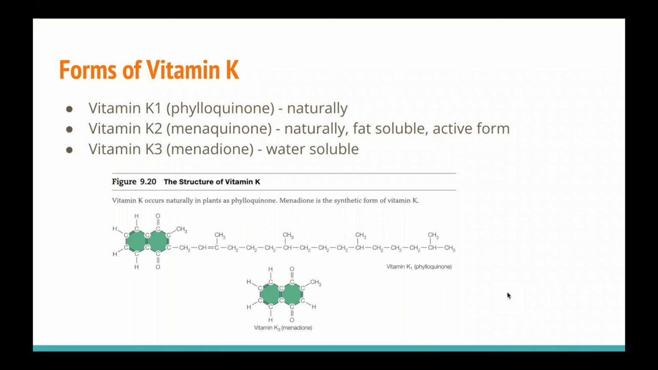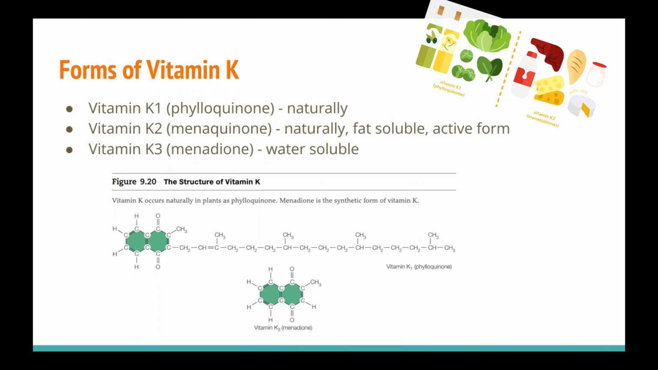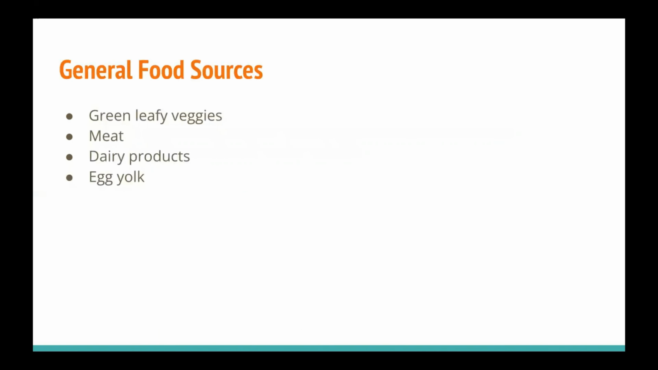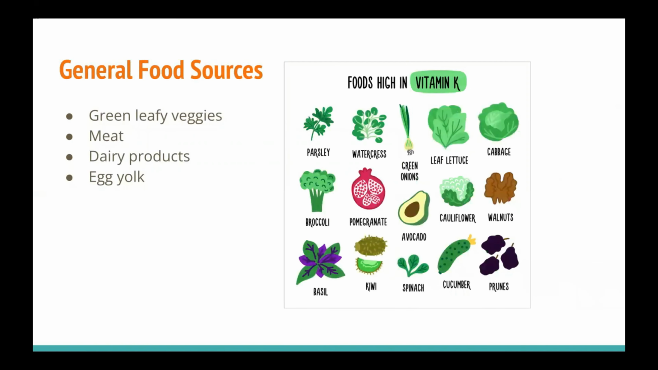There are 3 different forms of vitamin K. Vitamin K1, also known as phylloquinone, occurs naturally in plants. Vitamin K2, menaquinone, also occurs naturally, and it is an active fat-soluble form of vitamin K that bacteria synthesize in the intestinal tract. Lastly, vitamin K3, menadione, is a water-soluble analog of vitamin K, which is converted into the active K2 form in the intestine. General food sources of vitamin K include green leafy vegetables, meat, dairy products, and egg yolk.